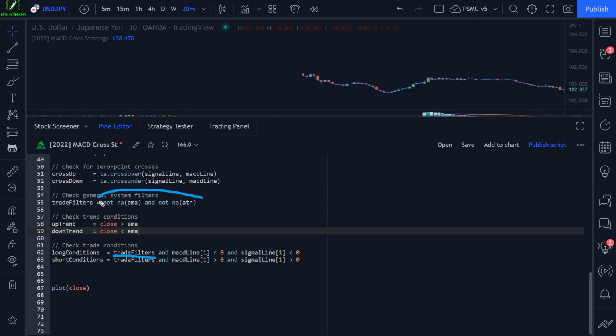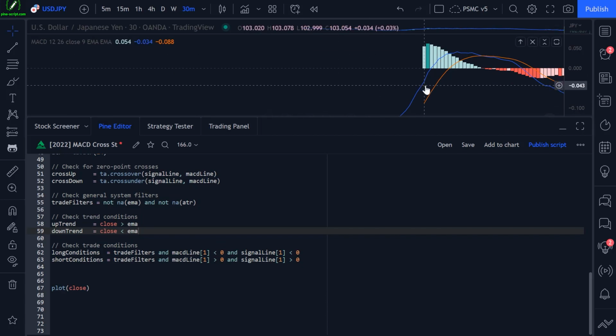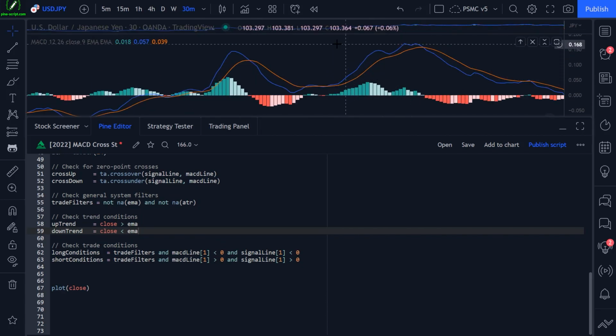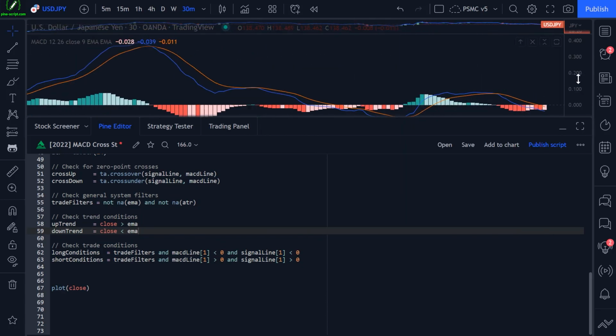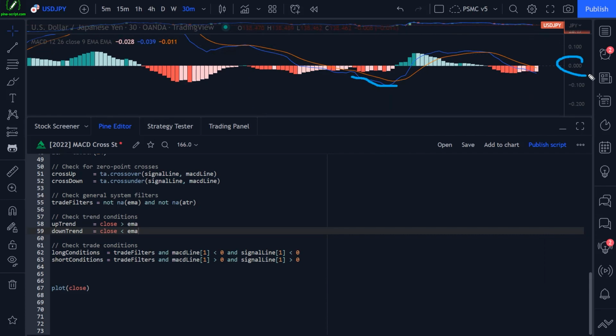So that's making sure that our indicators are not NA. And the MACD line is below 0. So let me bring that up a bit. So the MACD line, remember, is our blue line. So it needs to be below 0.